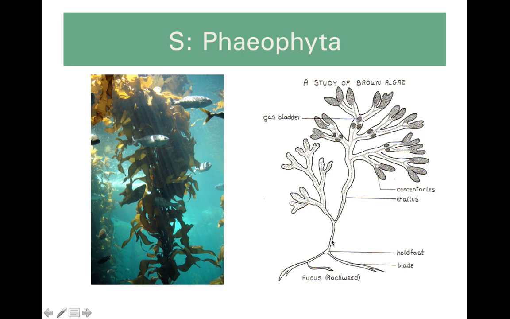Here we have a stipe, the stem-like structure. And then we have these leafy-like things, which are the blades. And some of them have pneumatocysts, or gas bladders, that help these things to float towards the light. And then there are reproductive structures at the ends of these blades. And we find the meristems down here at the base of the blades.